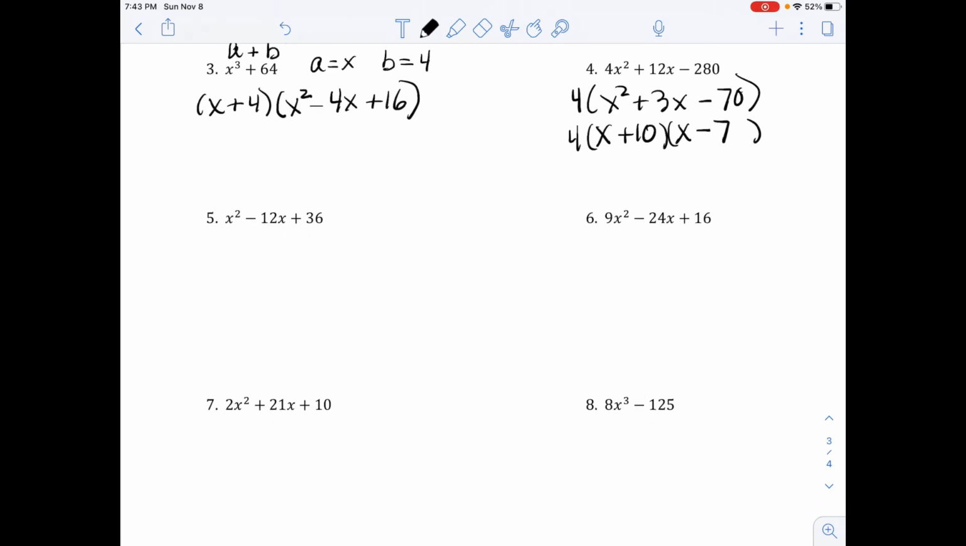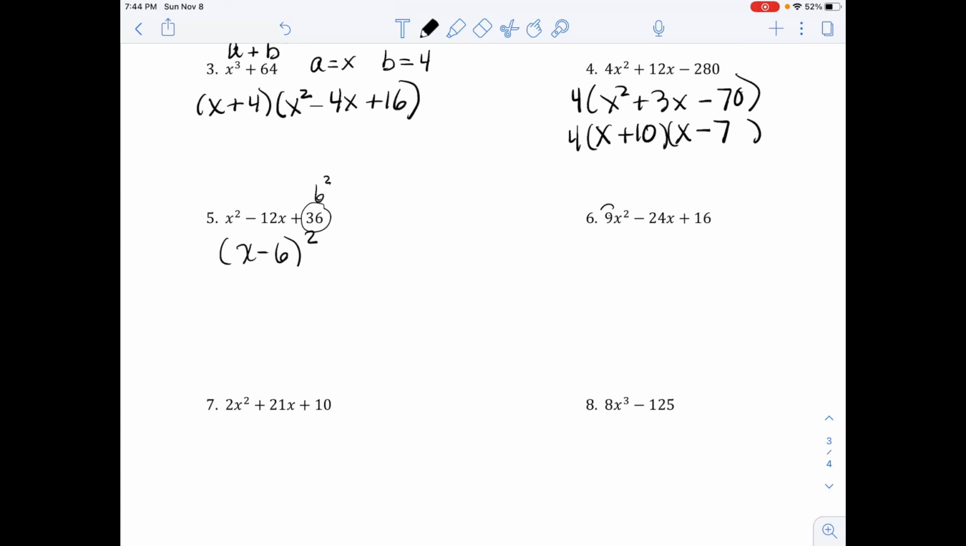Number 5 is a perfect square trinomial. 36 is a perfect square. It is 6 squared. And so this is going to be x minus 6 squared. Now you might not have recognized that, and you might have just factored it like normal factoring, which is great. You would have had x minus 6 times x minus 6.